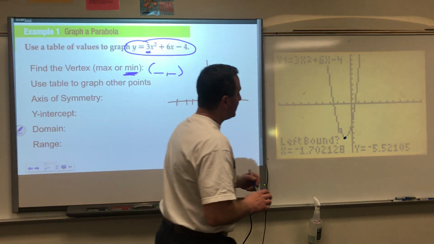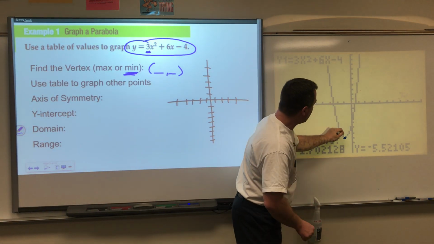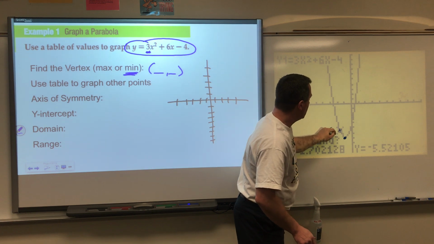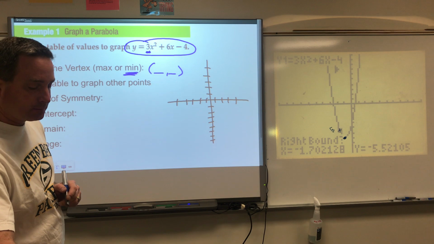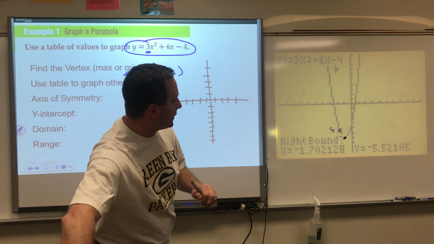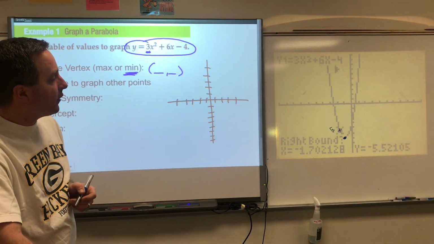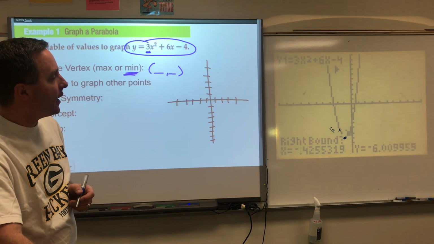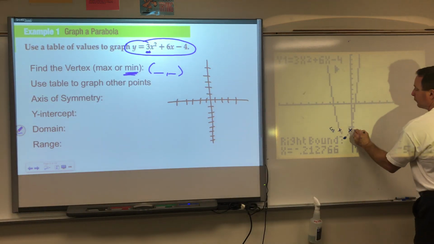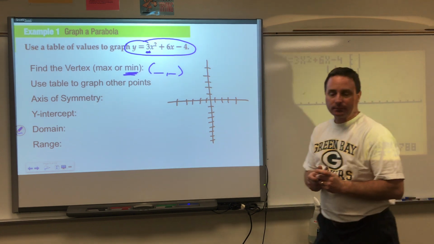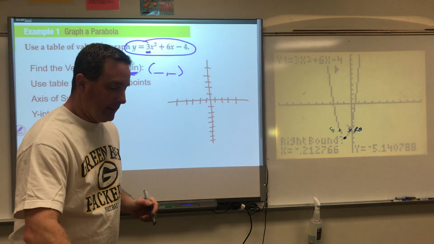Okay, and the left-hand side is going to be down and around and somewhere over here, just a click or two. Okay, on the left-hand side, and I'm going to press enter. Then down at the bottom, it says right bound. Well, we want to move our cursor down and around to the other side of the vertex, a click or two. So my right bound is down here. Okay, and then I'm going to press enter.